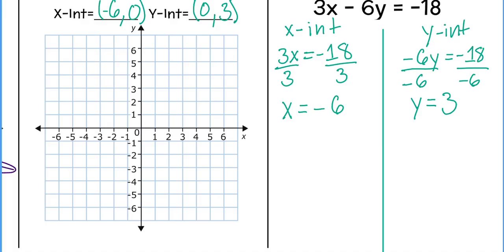Alrighty, for my x-intercept, I'm going to find negative 6 on my x-axis and put a little dot. For my y-intercept, I'm going to find 3 on the y-axis and put a little dot. And then I'm going to do my very best to draw a straight line between the two of them. That's not straight.